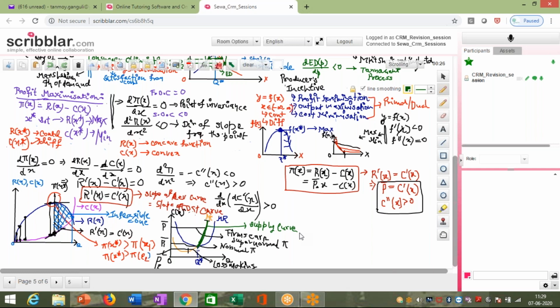So this part of the MC is called the supply curve. And over here, the higher the price, the higher is the supernormal profit, and hence the higher is the willingness of the producer to sell the goods, right? So this is how your supply curve would typically look. So you have zero, you have Q, and you have P.